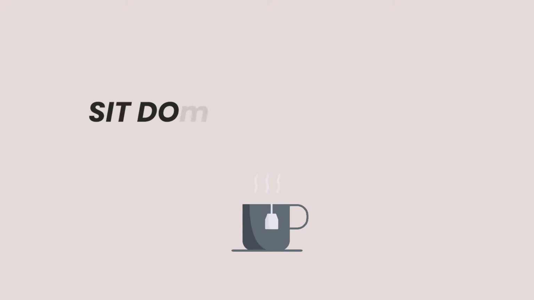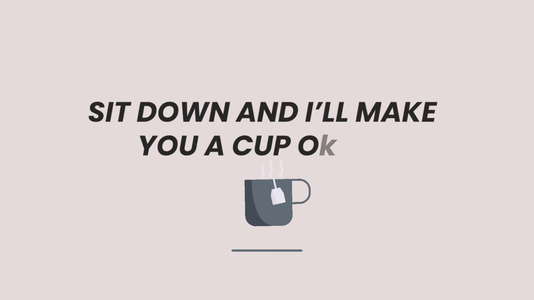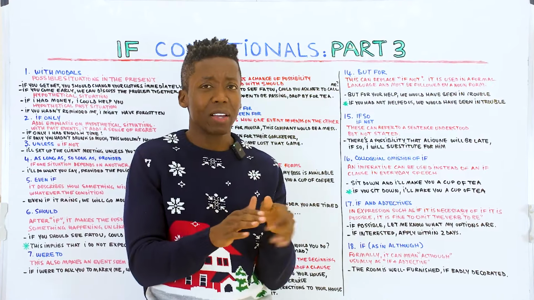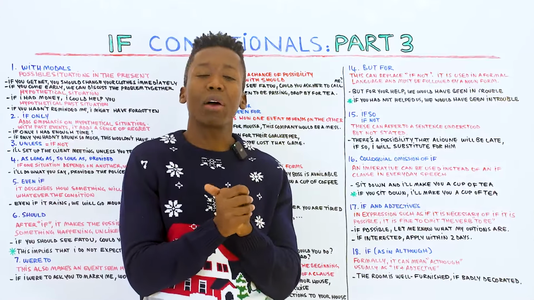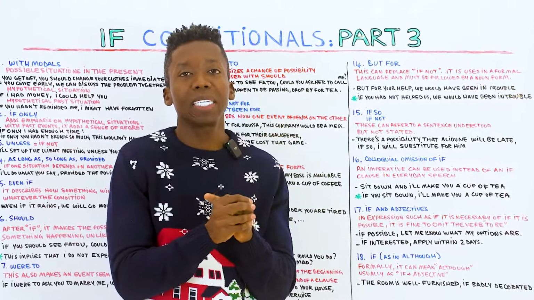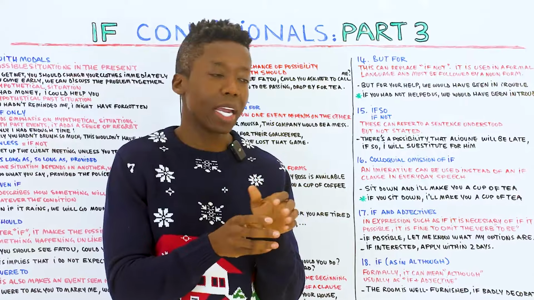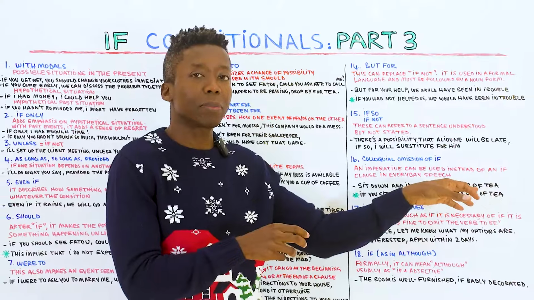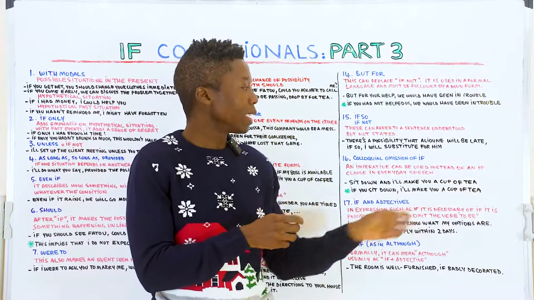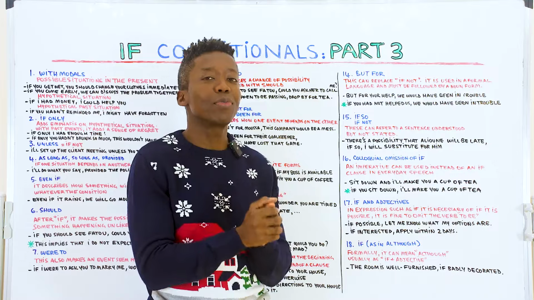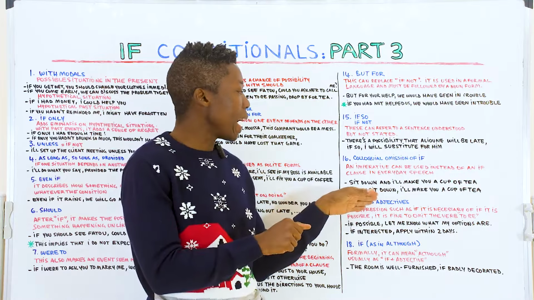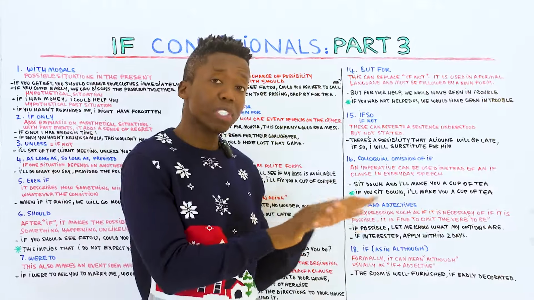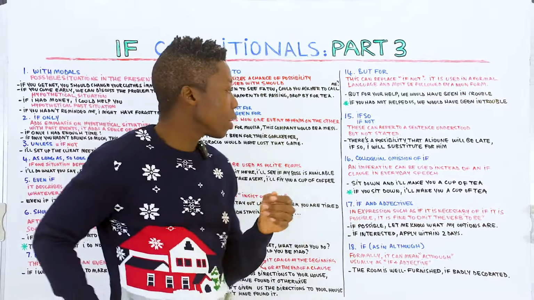Sit down. Imperative. That's the imperative form. Sit down and I'll make you a cup of tea. Do you see how I said sit down? I didn't say sit down, I said sit down. Sit down and I'll make you a cup of tea. And you also see here cup of tea. I didn't say cup of tea. That's called reduction. I will make a video on reductions. If you sit down, I'll make you a cup of tea. That's what it means. If you sit down, I will make you a cup of tea.